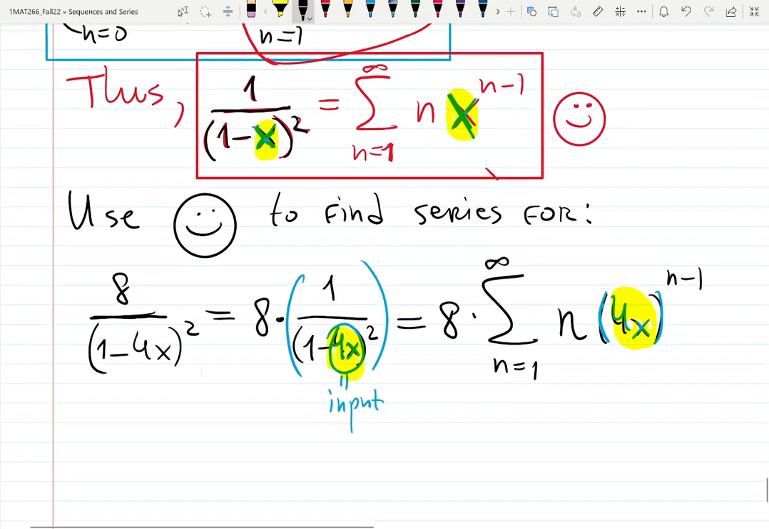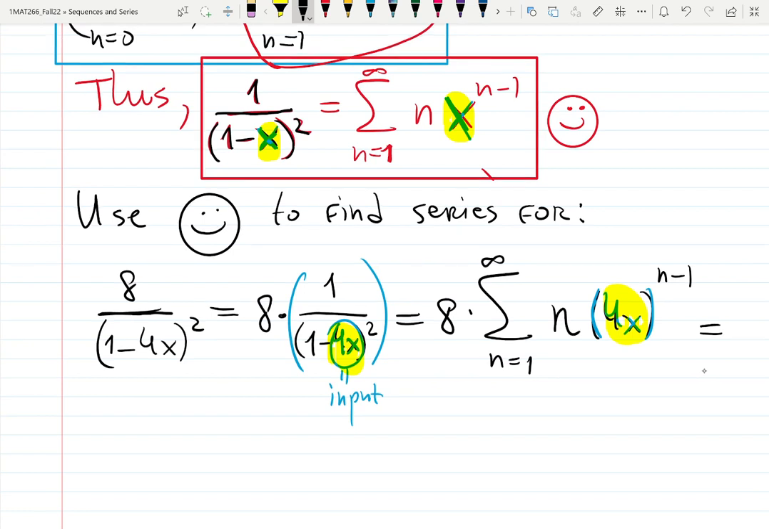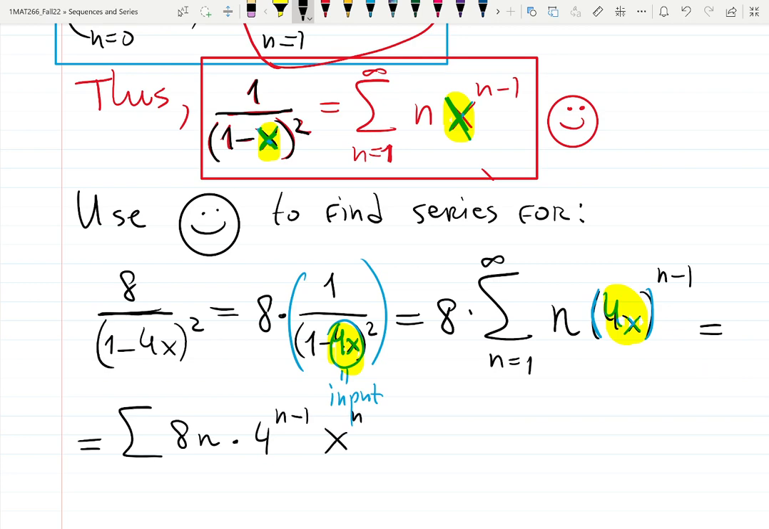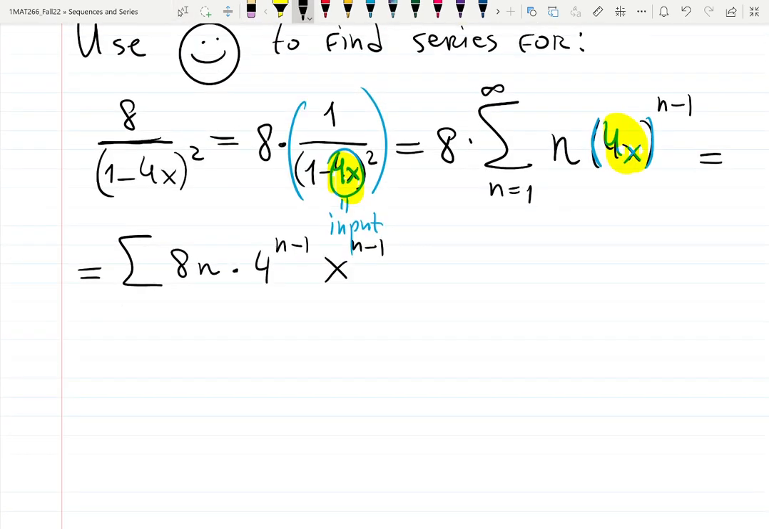This is not the final answer. Let's put 8 inside, and actually we're good to go. The sum is 8n, and also usually the classical answer should have x isolated, but not always. Like in the homework I can see they don't. My point is usually people put 4 to the n minus 1 and x to the n minus 1, but that's not the requirement. From 1 to infinity. But now you see what the input is. So this is the final answer.